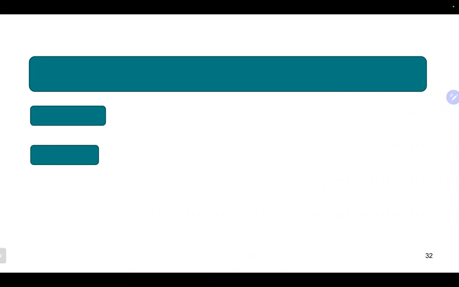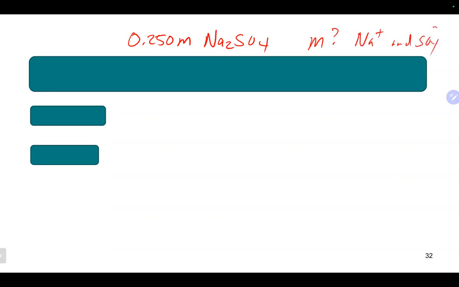So let's just say we had a 0.25 molar solution of sodium sulfate. And let's say we were interested in what the concentration, or the molarity, of the sodium ion and the sulfate ion in solution is. Since this is an ionic compound, when it goes into solution, it is not going to stay together. It will break apart into sodium ions and sulfate ions floating around.